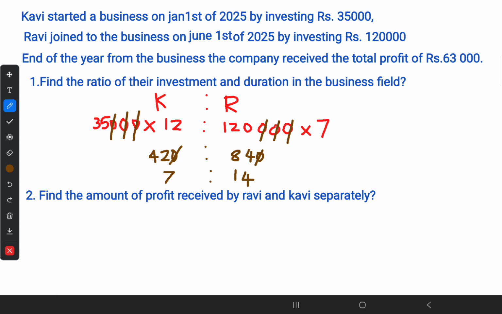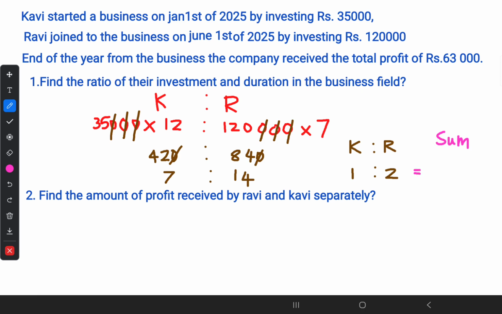7 and 14. Furthermore, we can simplify this. 7 divided by 7 is 1. 14 divided by 7 would be 2. This is the overall final ratio of sharing between Kavi and Ravi, considering their investment and the duration they are in the business. Thereafter, find the amount of profit of Ravi and Kavi separately. So Kavi and Ravi, we found the respective ratio. Then we need to find the sum of terms in the ratio.